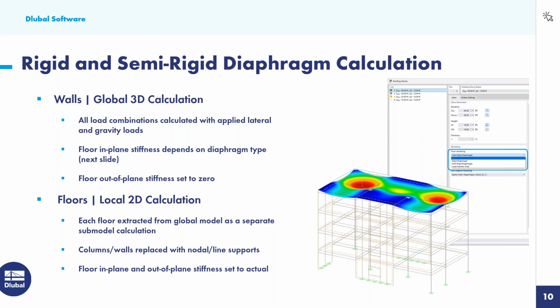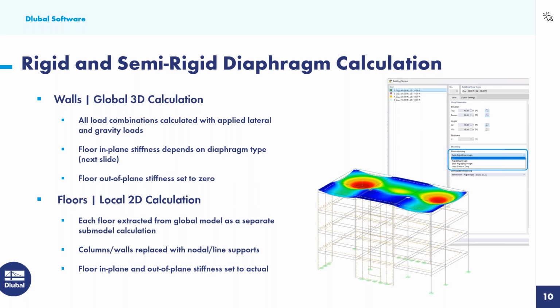But the first 3D calculation, what we call the walls global 3D calculation, we are going to run through all load combinations. And this includes both gravity and lateral loads. The difference here, though, is that the floor in-plane stiffness is going to depend on the diaphragm type. And I'm going to talk about the stiffnesses of all the different options on the next slide. But for the floor out-of-plane stiffness, this is going to be set to 0. So this is what you can expect with this 3D calculation.